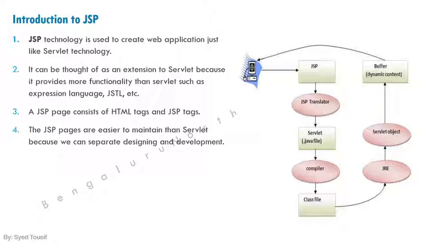Once the Java servlet is generated, it is compiled, and a servlet .class file is generated. That class file is run on the JRE, and a servlet object is created. After creating the servlet object, it performs its business logic as well as the presentation that we have given in it.